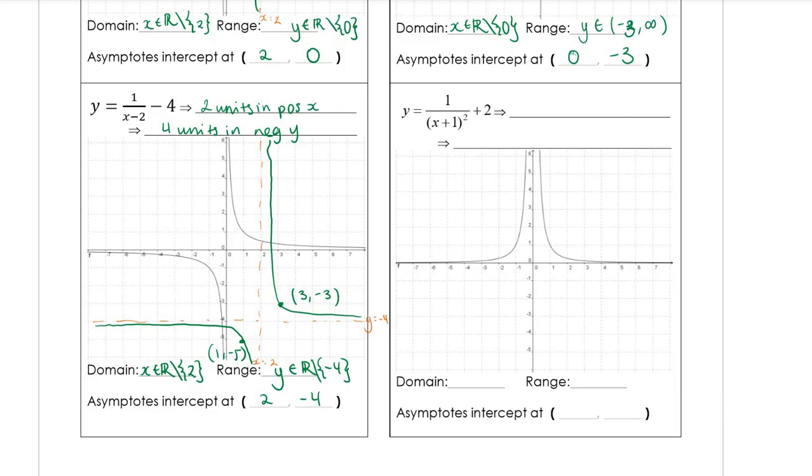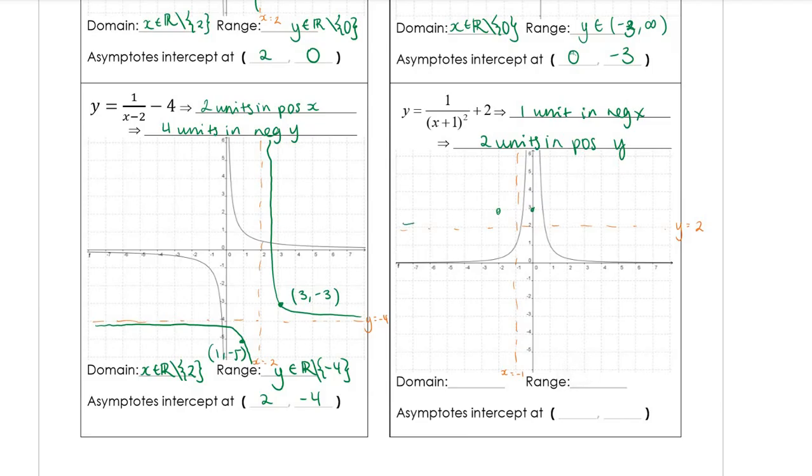Okay. Same thing here. We've got 1 unit in the negative x direction, and we've got 2 units in the positive y direction. Okay, so our asymptotes now are going to be at x equals -1 and at y equals 2. Okay, that means our whole graph as well has just been moved 1 to the left and 2 up as well.